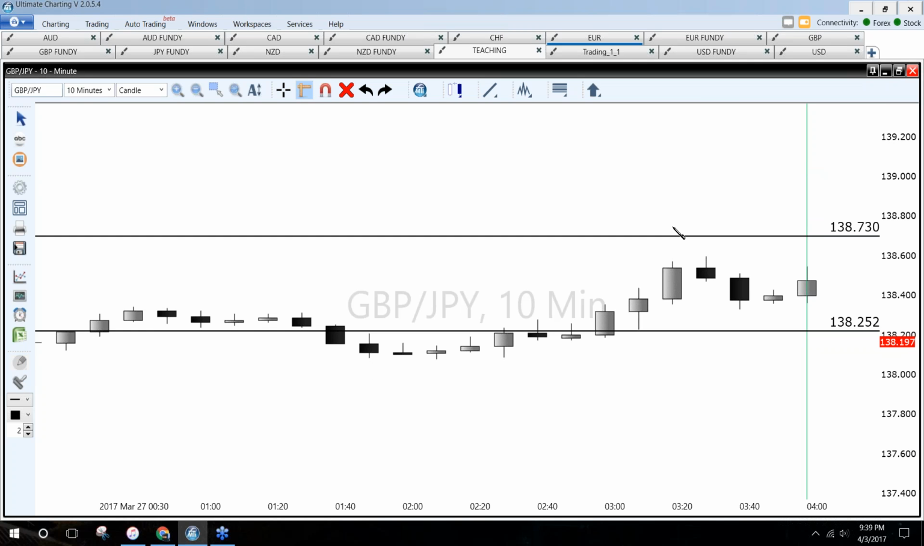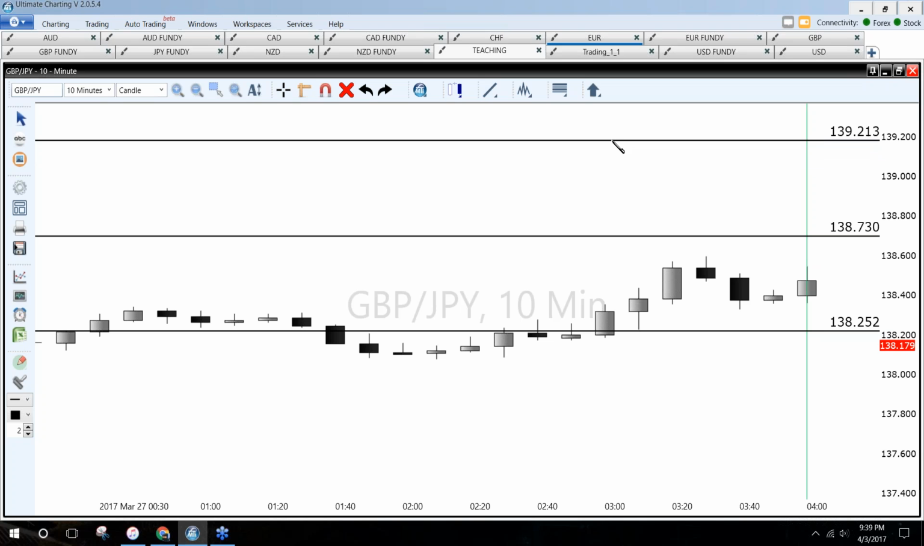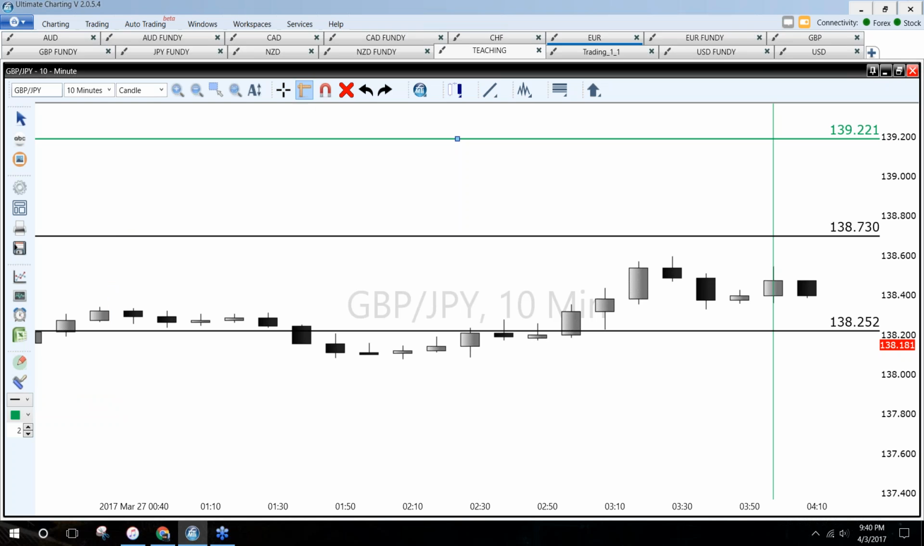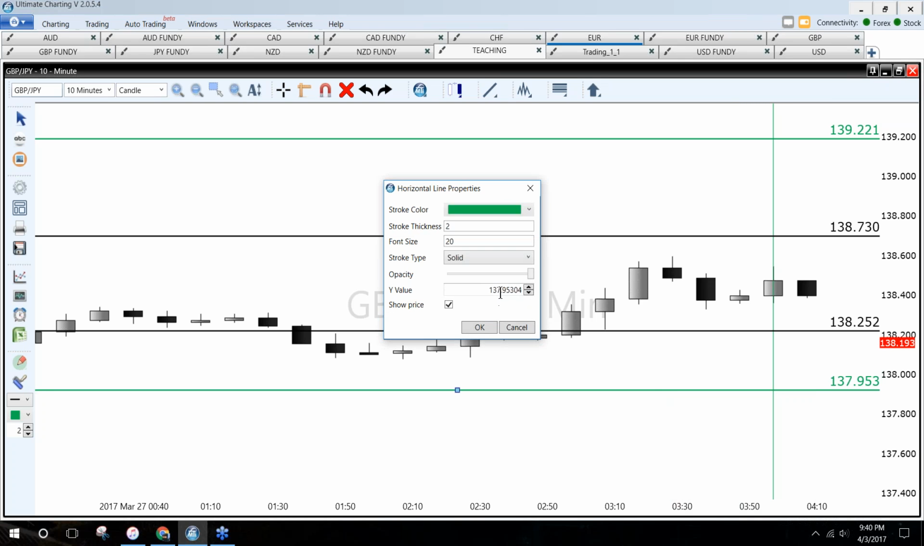Measure 49 pips to the north. It'll only let me go 46 because of the view. 49 to the north gives me a price of 139.22. So up here, 139.22. And we're going to go to the south, 49 pips to the south, put in 137.76. Okay.